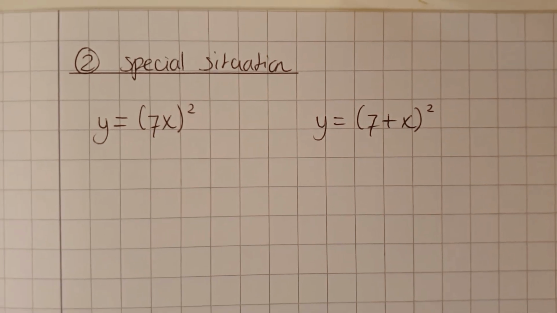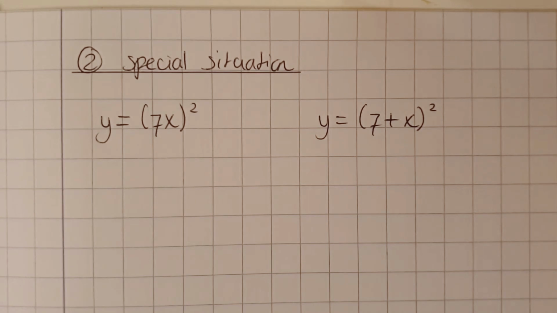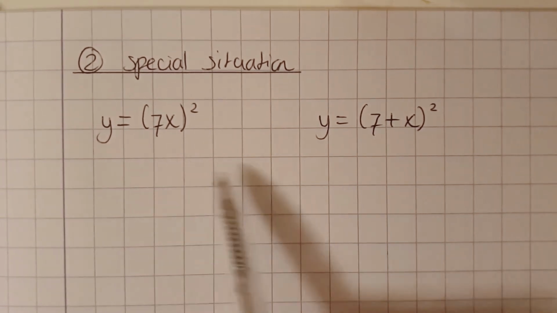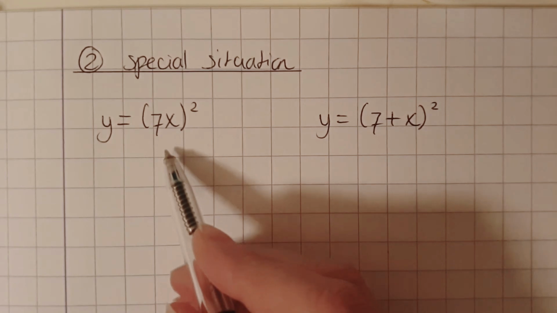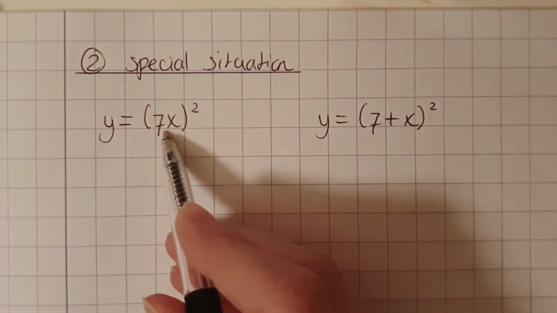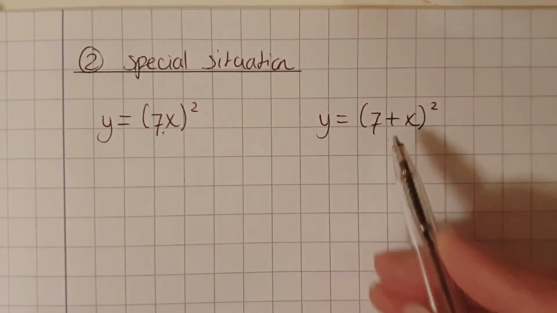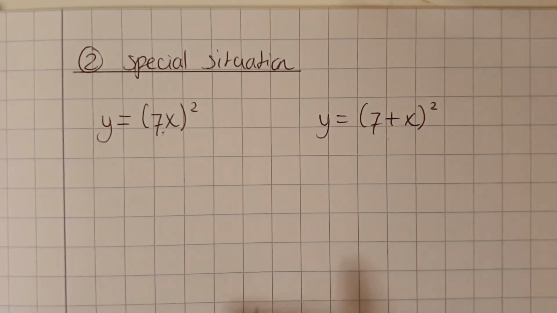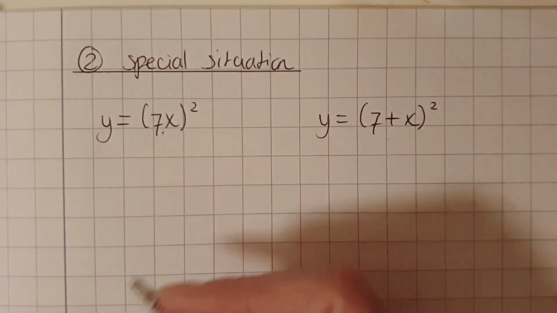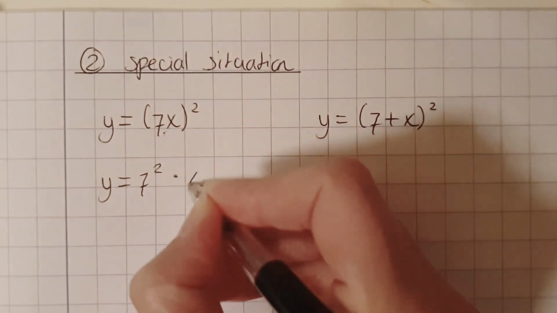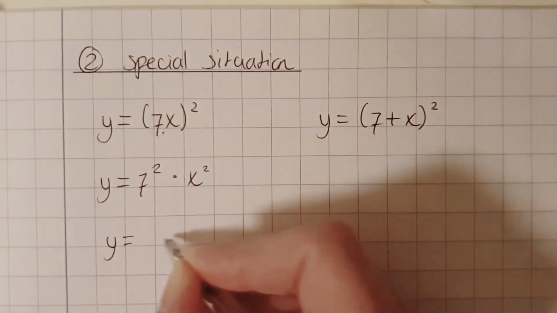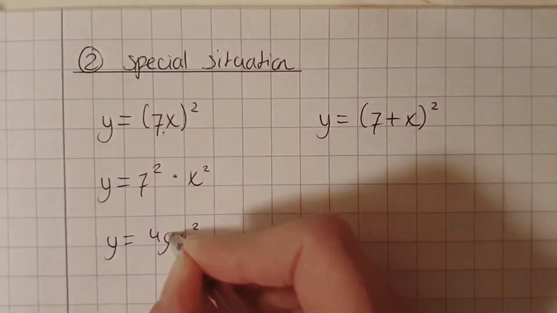Okay, so second part, special situation. The difference between this one and this one, that is a special situation. A lot of students mix it up. Don't do that. There's a big difference here, because in between here there is a times, and here is a plus. Big difference. This is the one that we just did. So let me start with that. That's 7 squared times x squared, which is 49x squared.